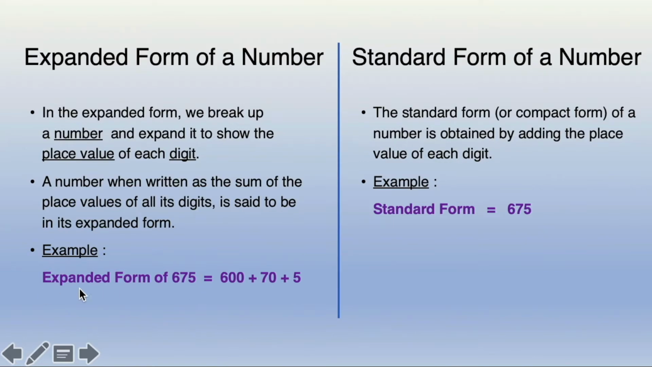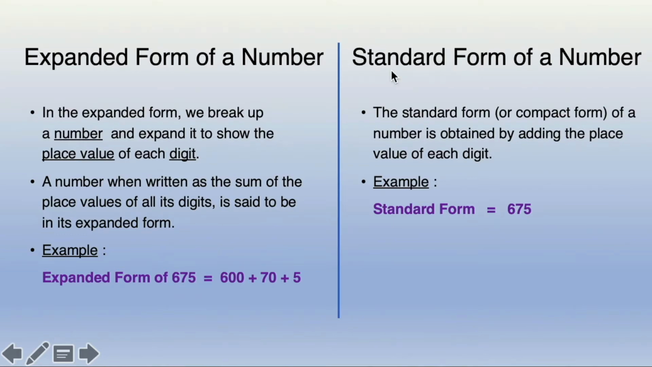675. Now, the expanded form of this number is the sum of the place values of each of the digits, that is digits 5, 7 and 6. So starting from the highest place, the place value of digit 6 is 6 multiplied by 100, so 600. Add the place value of digit 7, which is 7 multiplied by 10, so 70. Add the place value of digit 5, which is 5 multiplied by 1. So 600 add 70 add 5. This is the expanded form of this number.